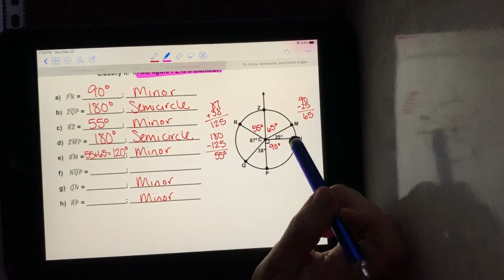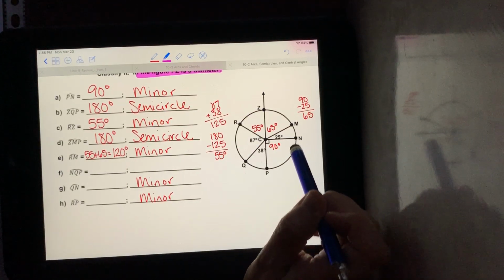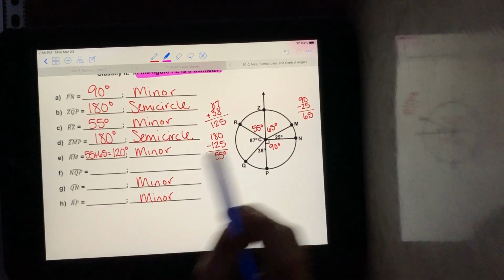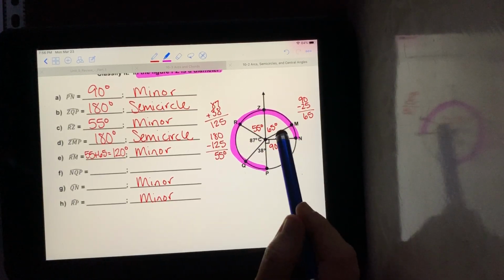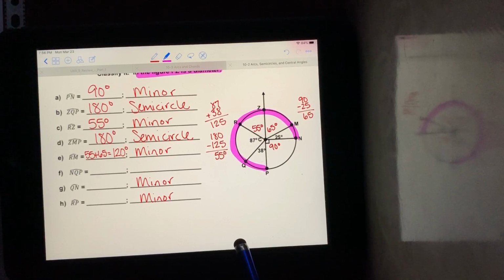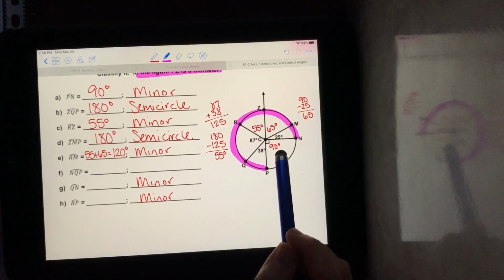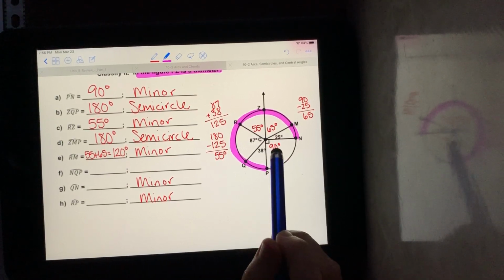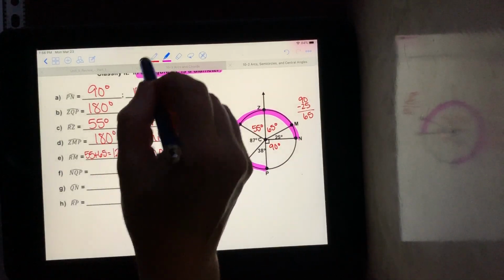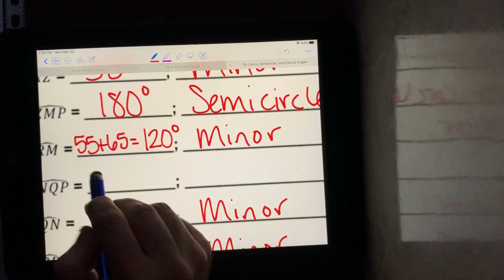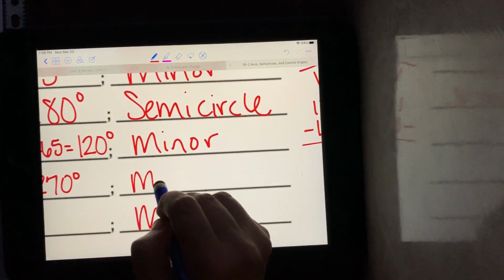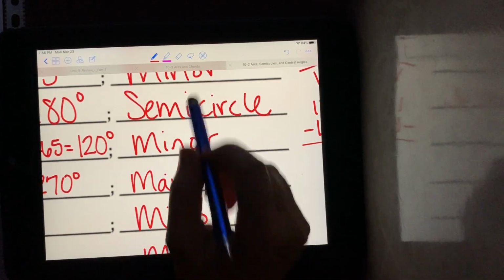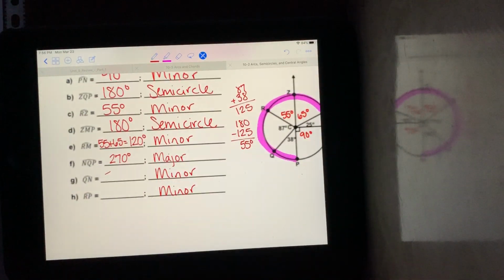NQP, so N to Q to P, which a lot of people want to go this way, but remember it's 3 letters, so it's a major arc. We have to go all the way around. Now you can add all those up. I want to simplify it for you, so my advice is to just take 90 from 360, which leaves us with 270. And we know that that's a major arc. It is greater than 180 degrees.